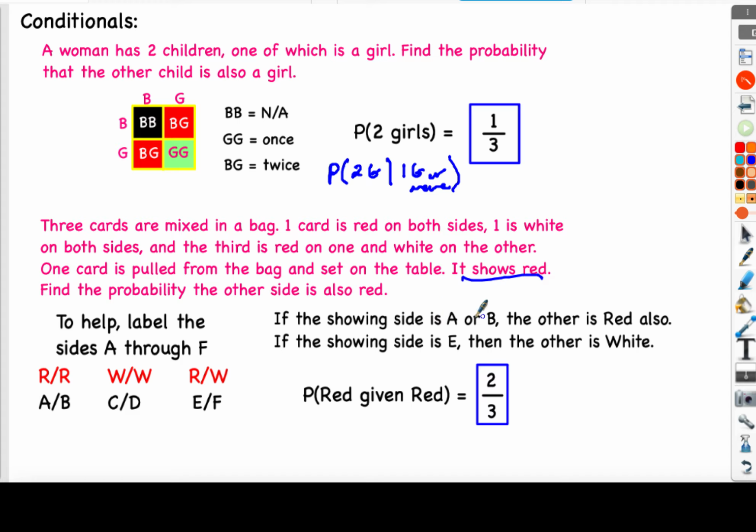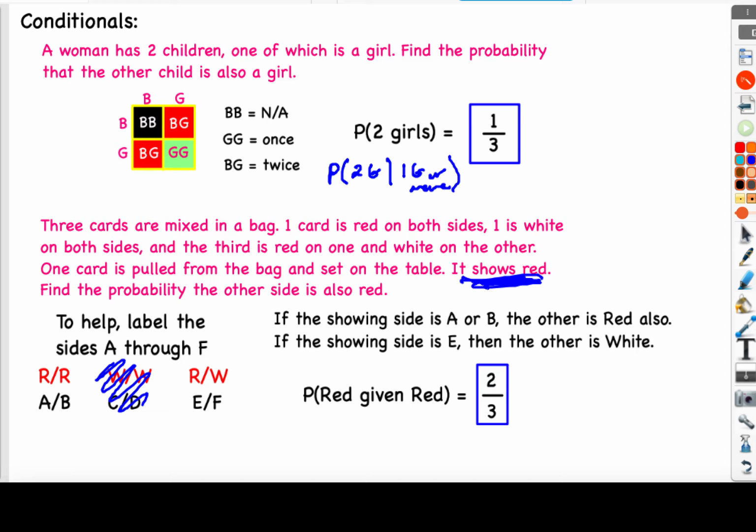If the side showing were A or B, then we know the other side is red. So there's 2 scenarios that we know of where we've got red and red. If the side showing were E, because we know we're guaranteed it's red, then the other side would be white. I'm not worried at all about either side being white, being that white card, because we're guaranteed that's not the card.